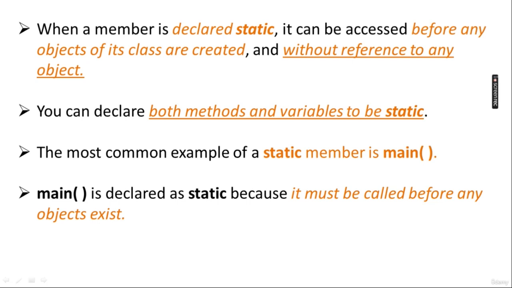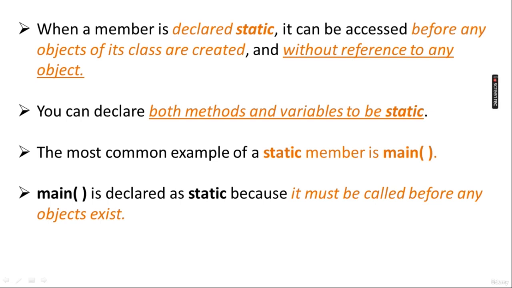A static member can be accessed before any object of that class is created and without use of any object of that class. You can declare both methods and variables to be static. So methods can also be static, and variables can also be static.